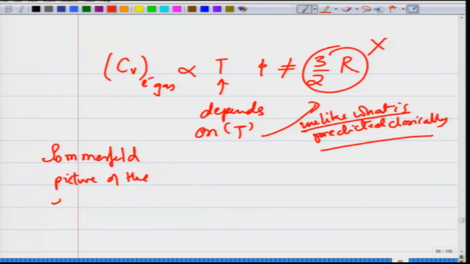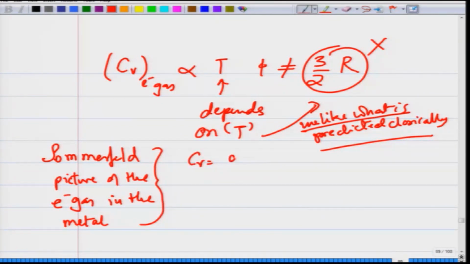Of the electron gas in the metal. What is specific heat? Specific heat measures, when you supply a dQ amount of heat to the system, the change in temperature, or if you change the temperature of the system, how much is the change in the energy of the particles inside the system.